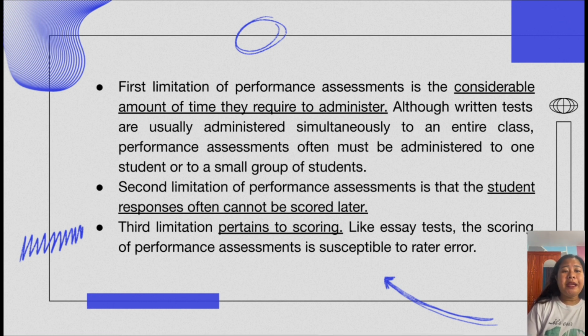Like essay tests, the scoring of performance assessment is susceptible to rater error. Bias, expectation, and inconsistent standards can easily cause teachers to interpret the same observation differently. As with essay tests, this problem can be controlled by developing a careful scoring plan.